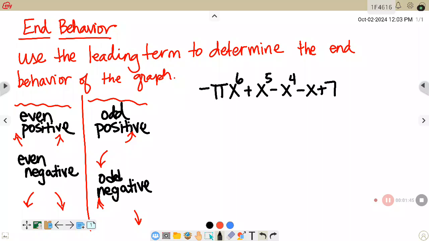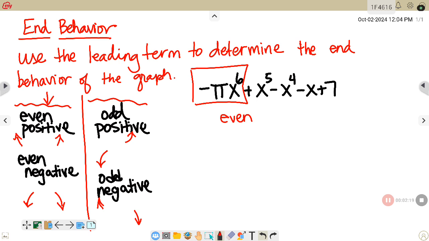All right, here's another example. We've got negative pi x to the 6th plus x to the 5th minus x to the 4th minus x plus 7. Again, I'm looking for the term that has the highest exponent, which is this one because its exponent is a 6. So 6 is an even number. In my chart, I'm coming to the even column, so this column here.